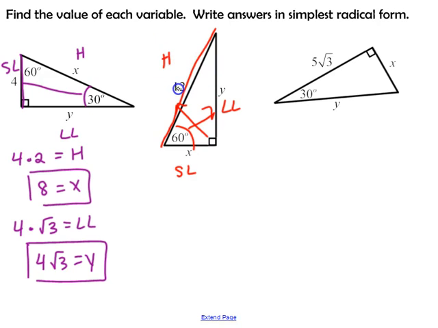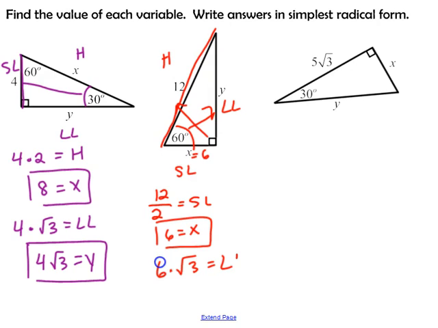So from the hypotenuse, remember, we always want to find the short leg first. So the hypotenuse divided by 2 will give us the short leg. So 12 divided by 2 means that 6 is equal to our x. Then from the short leg, we need to multiply by square root of 3 in order to get the long leg. So again, we can't really simplify this, so 6 root 3 is equal to our y, the long leg.